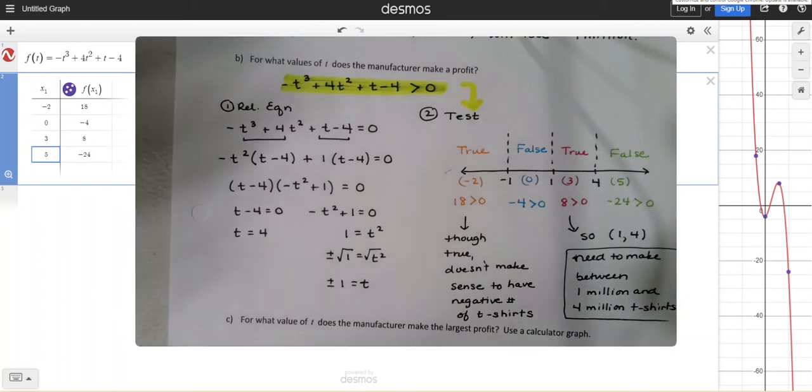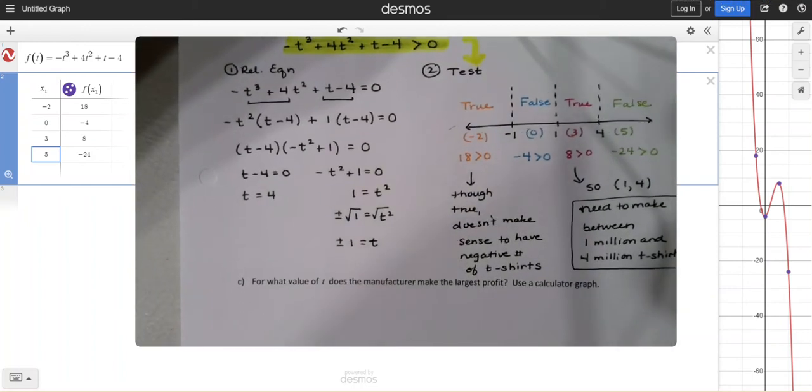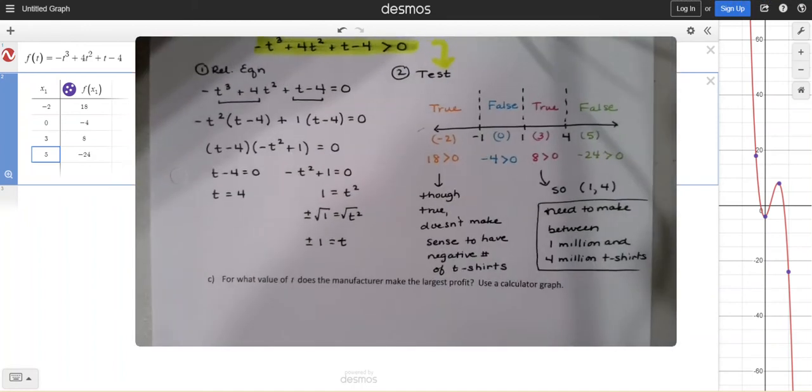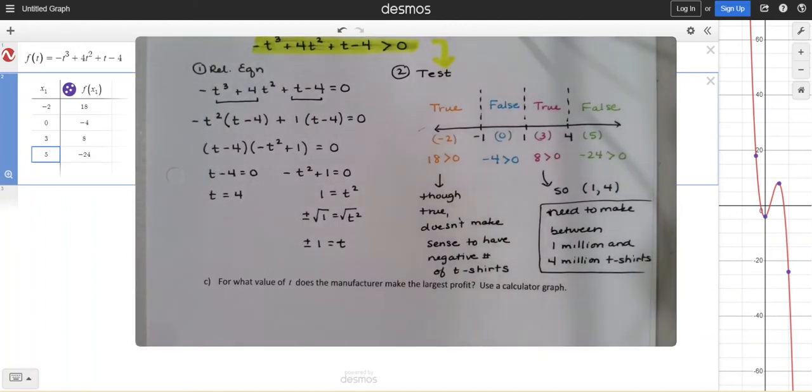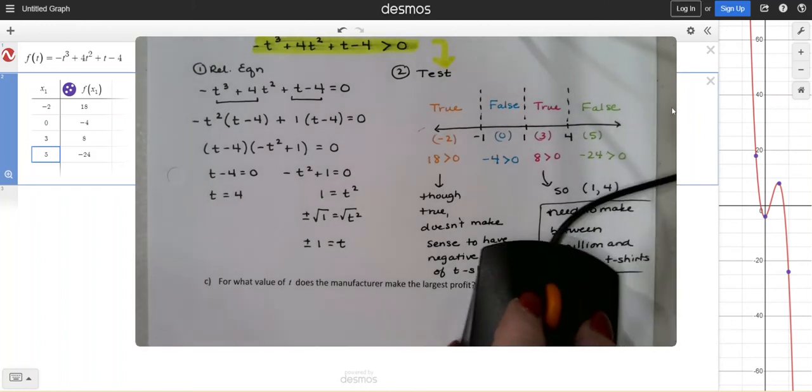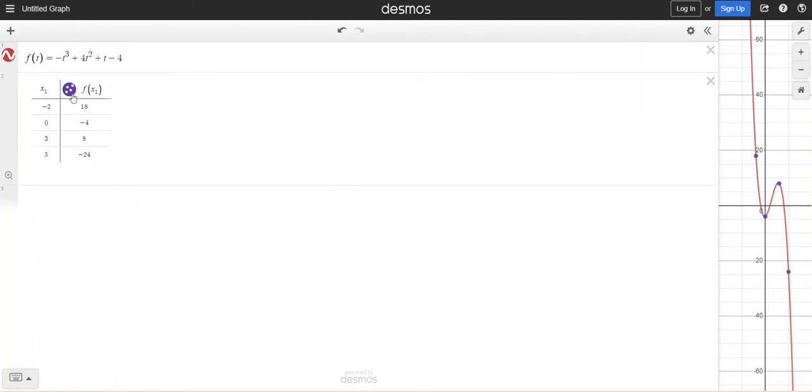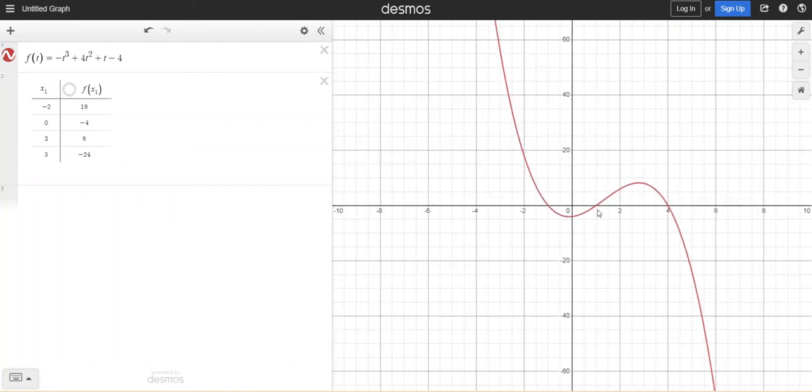All right, we're going to look at the graph and verify that, and when we do, we can also answer this last question: for what value of t does the manufacturer actually make the largest profit? So I'm going to come back over here, and I'm not going to graph these points anymore. I'm just going to look at the graph. There's 1 and 4, and first of all, you can see the positive profit between 1 and 4. And then right in between there, we've got the maximum.